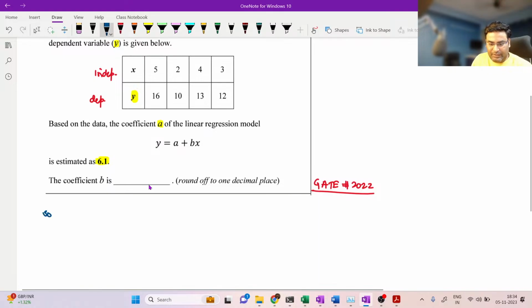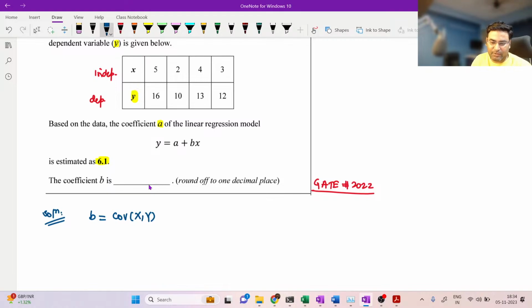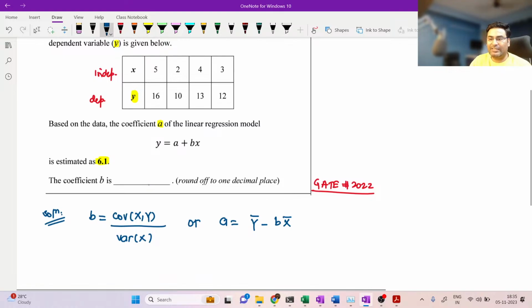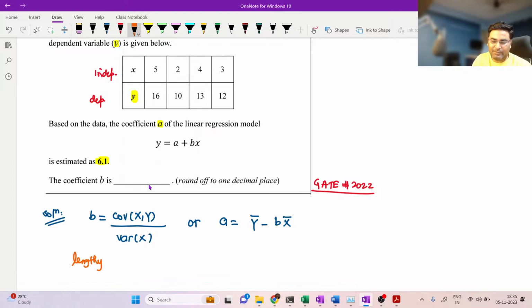See, there are two ways to approach this question. One is to use the formula B equal to covariance of x, y by variance of x, or you can use the formula A equal to y bar minus B x bar. You definitely know that this one is a lengthy approach. You agree, guys? And GATE doesn't give you that much time. If you don't have any option, you will go with this option, right?